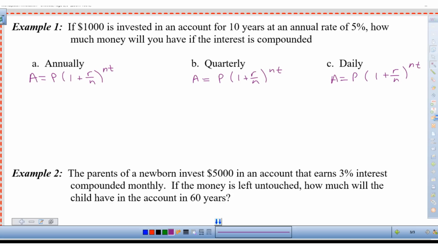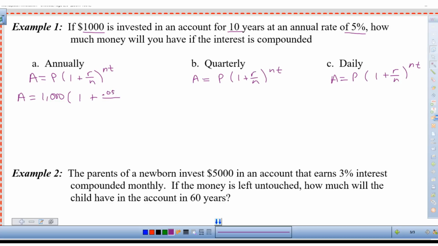So if it's annually, you have $1,000, you're going to put it in for 10 years at a rate of 5%. How much am I going to have annually? It's going to be A equals, principal is how much I start with, which is 1,000, times 1 plus, the rate is not 5. Can somebody tell me what to put in for R?